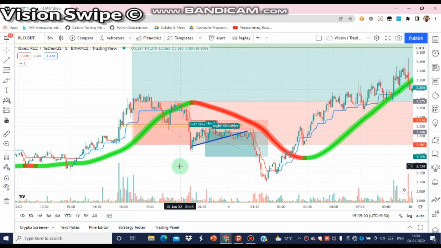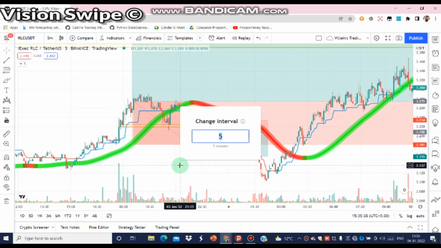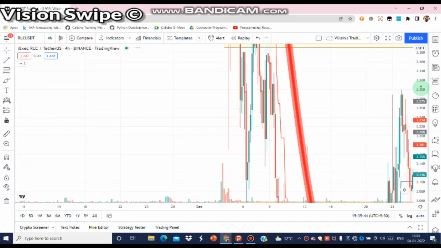Now we'll be talking about how we got this trade. If we move into a bigger time frame, as you have seen, this is the 5-minute time frame. So this trade was initially a losing trade. I will tell you exactly what happened. Let me move into the 4-hour time frame.